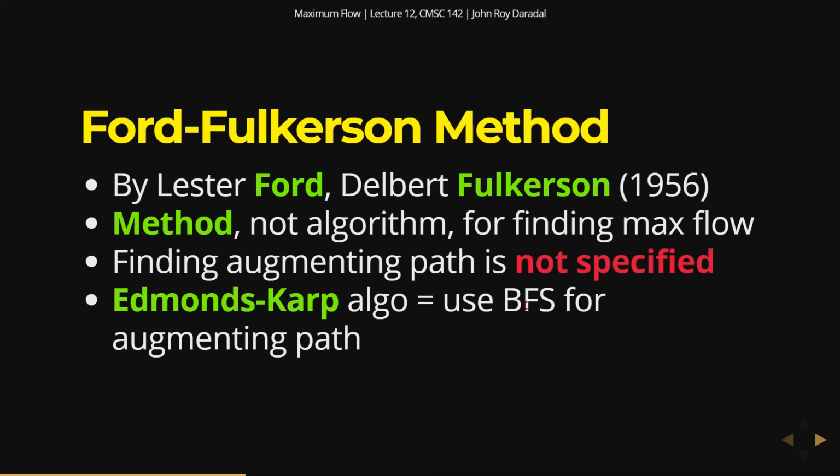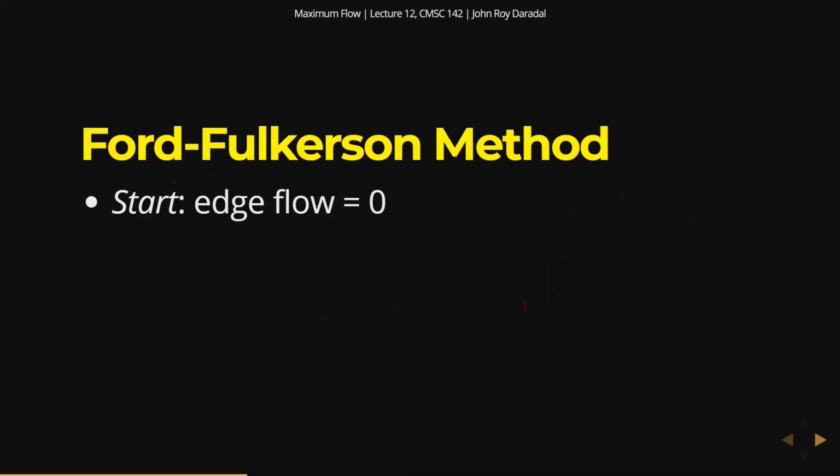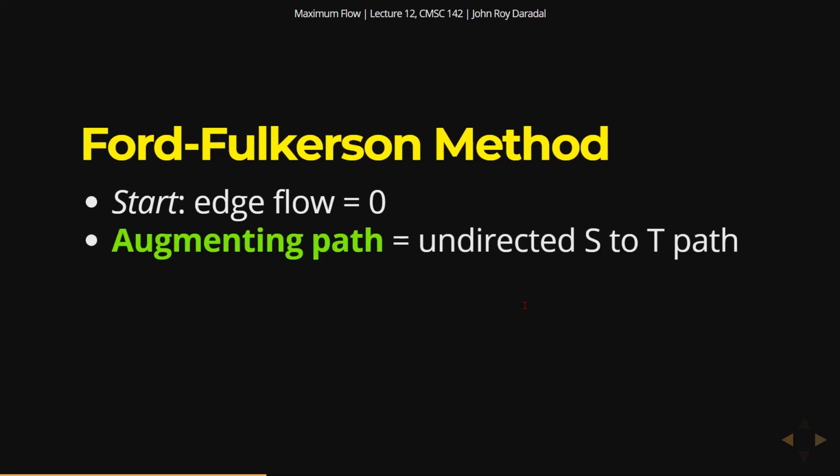So it's general. It just says find an augmenting path, and it's up to you how to find the augmenting path. At the start, the edge flow, of course, is 0. There's nothing that flows yet. Then we will find an augmenting path at each step. An augmenting path is an undirected S to T path. The crucial part here is that it's undirected.